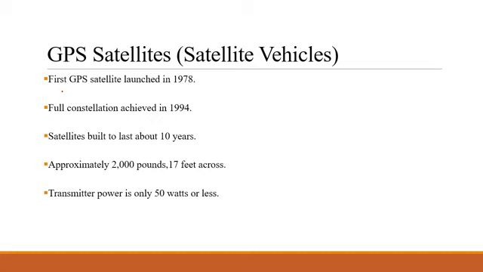So these points are under consideration. Now a little bit of general information. GPS satellites are also known as satellite vehicles or space vehicles. The first GPS satellite was launched in 1978. Full constellation was achieved in 1994. Satellites are built to last about 10 years, approximately 2,000 pounds and 17 feet across.